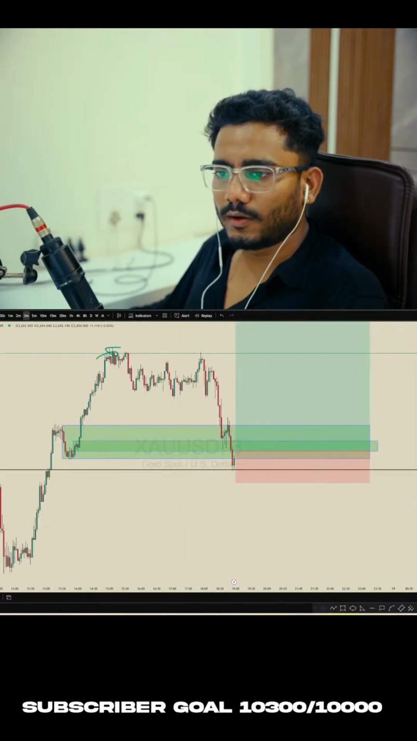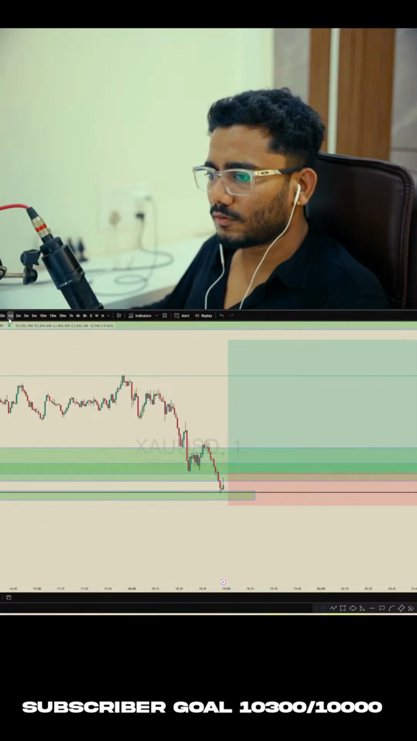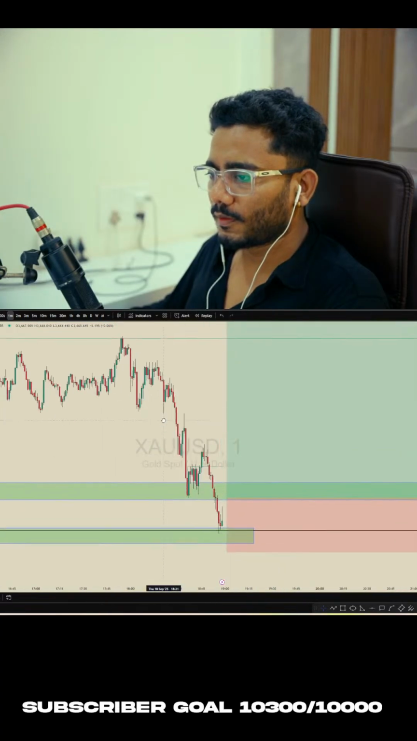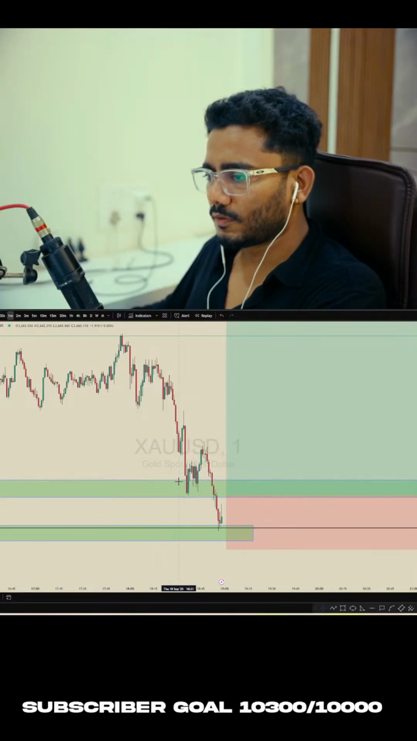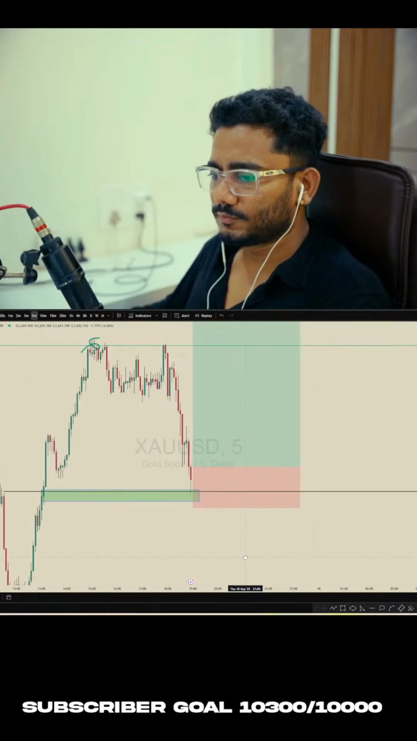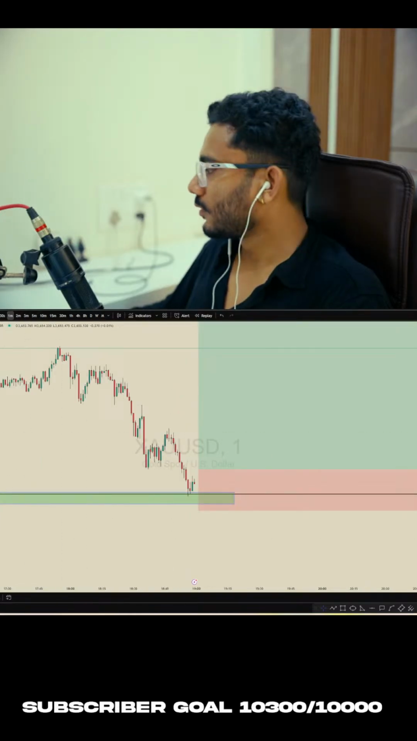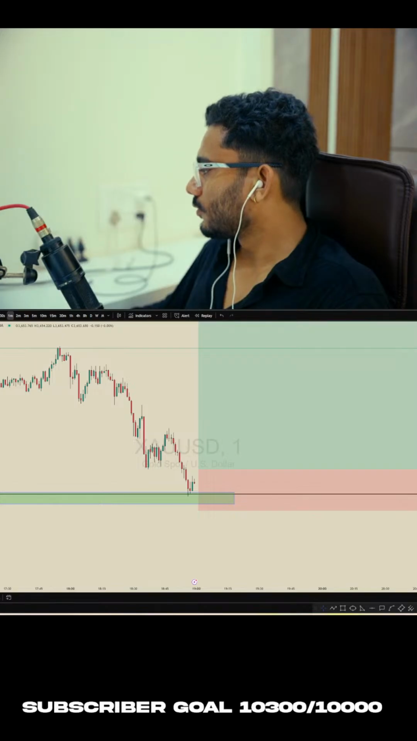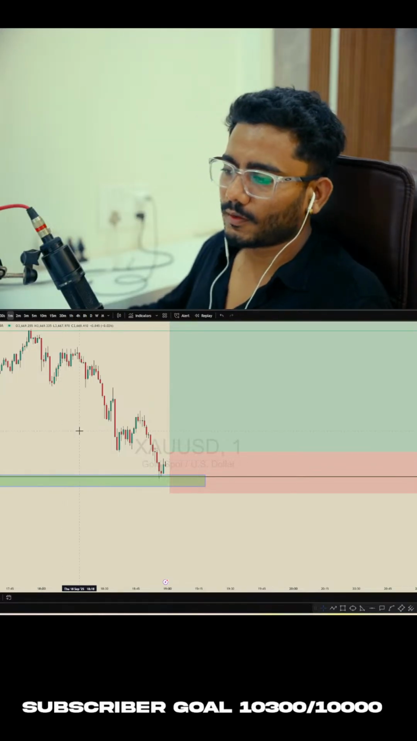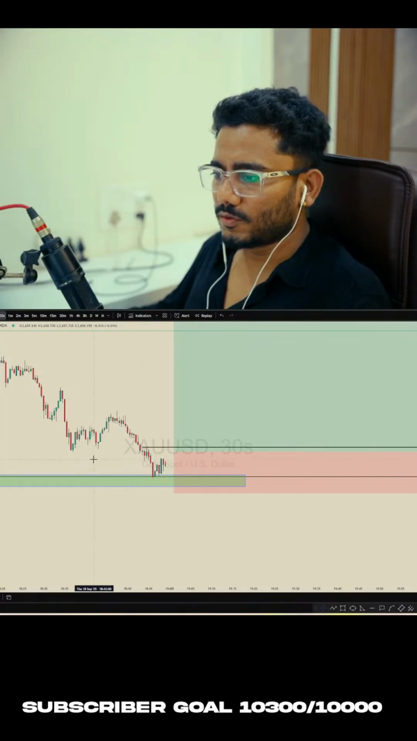So right now, this is my second entry. Here we have this order block and breaker block set up to the left side. Let's wait for price to break this high.